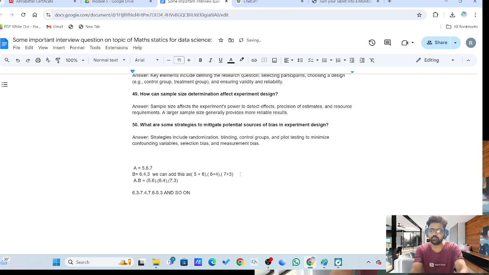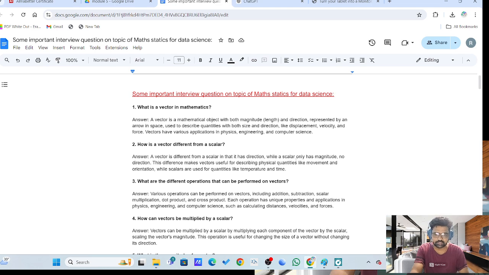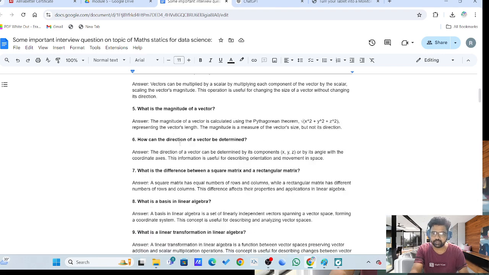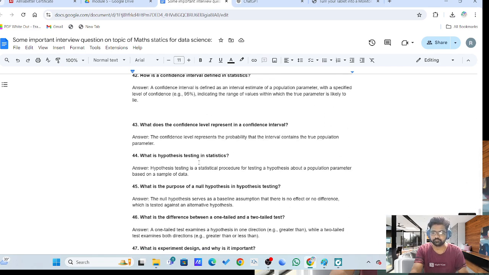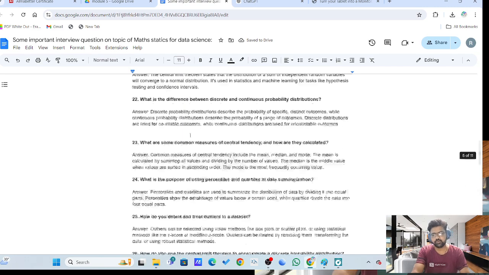What is scalar multiplication? Suppose you have k as a scalar, then 5 into k, 6 into k, 7 into k. This is the scalar multiplication. I think you understand it.